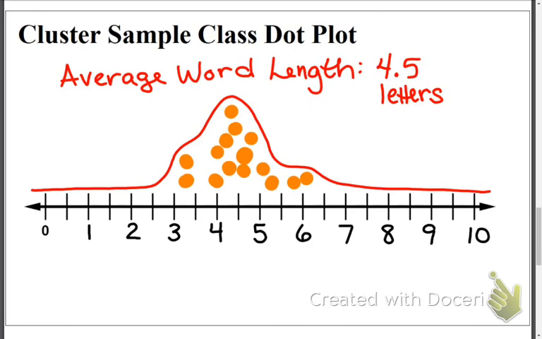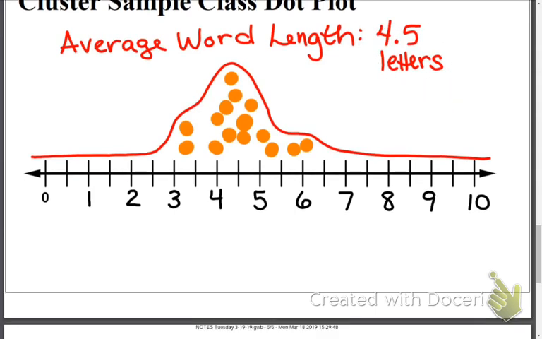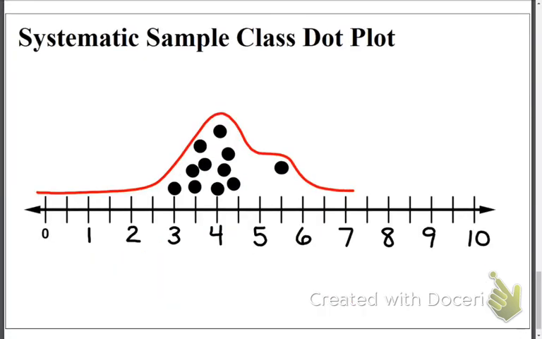When we were in class together last year, we also did the cluster sampling method, which I'm not going to take the time to demonstrate right now. But I want you to notice on this cluster sampling dot plot that we still were able to get very close. Notice that big bump of data is right there in between 4 and 5 when we use the cluster sampling method. We're able to get very close to what the true average is. And then we also did systematic sampling.